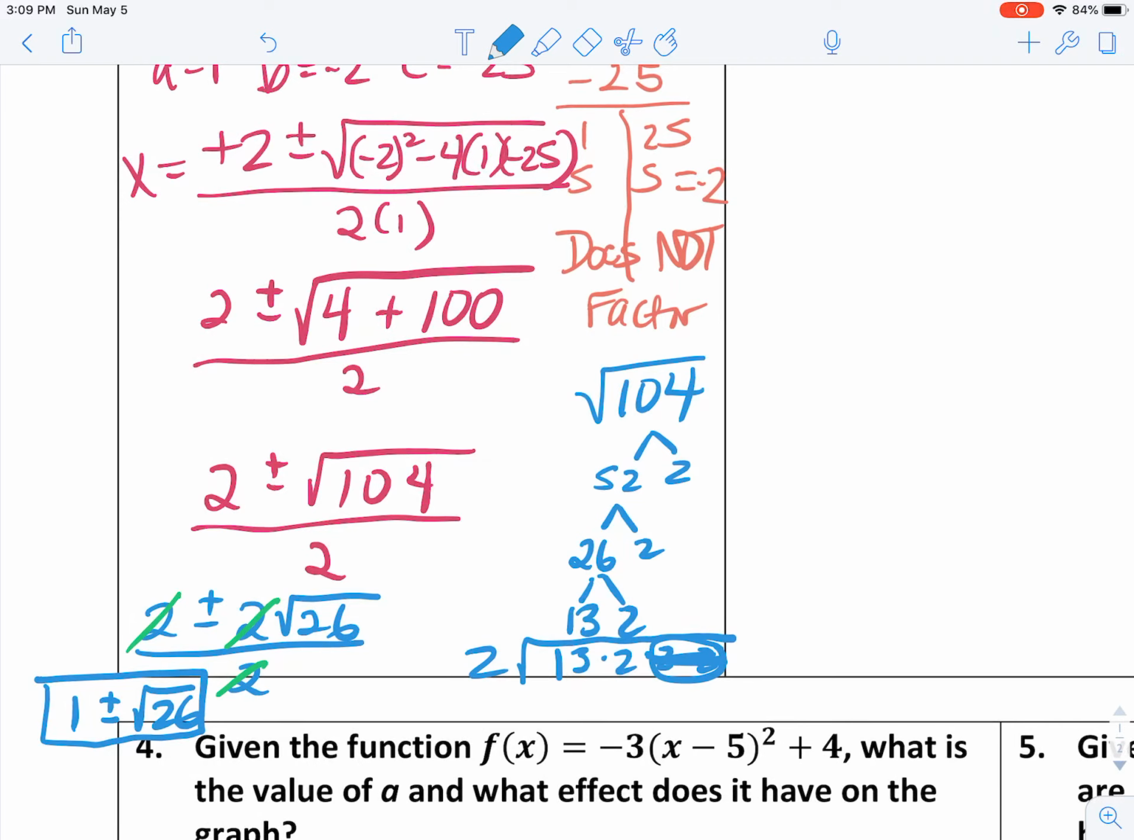Now, using the quadratic formula takes a little more time. Don't rush it, because if you skip steps, you might make mistakes with your positives and negatives, and it's really not that hard. It just requires you to really pay attention. So give it a try. Best of luck.